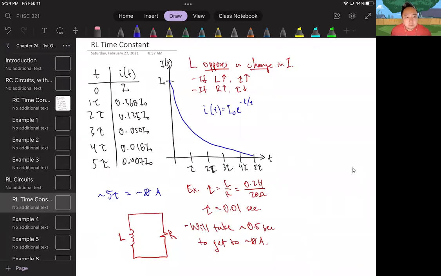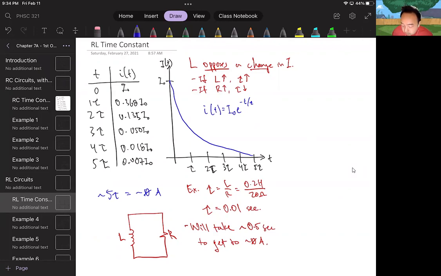Right, so just to briefly go over the RL time constant, very similar to what we saw with the RC time constant. Essentially, we can safely say that after 5 time constants, so 5 tau, we can safely assume that the current is going to be 0 amps, like so.